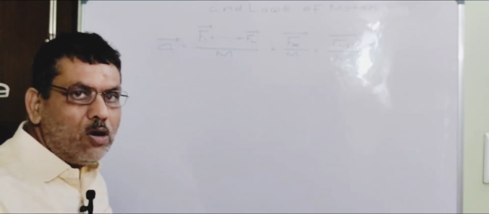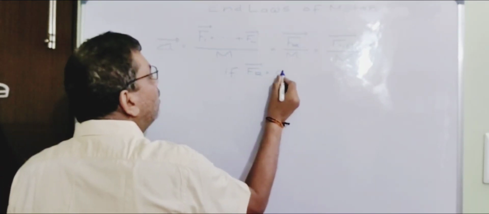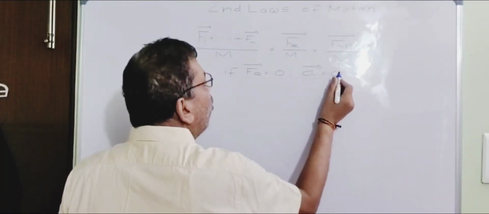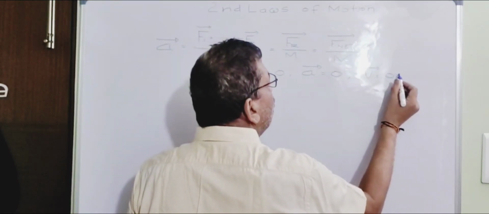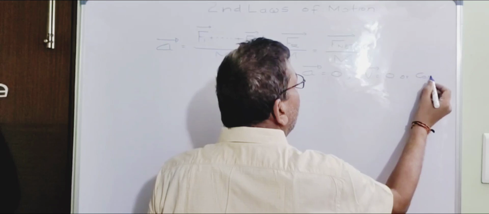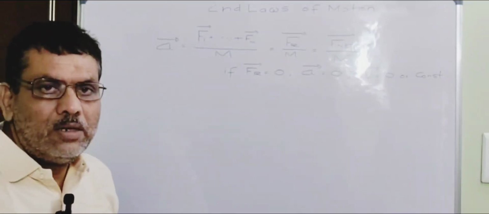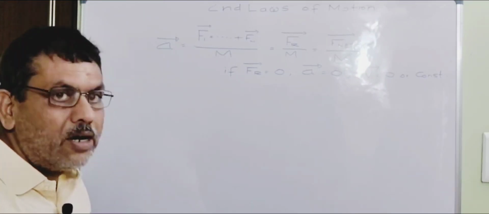Now if the resultant force acting on the object is 0, then what will happen? The acceleration of the object will be 0, or I can say the velocity of the object will be either 0 or constant. And this is the first law. So let us see at different places how we can apply Newton's second law of motion.